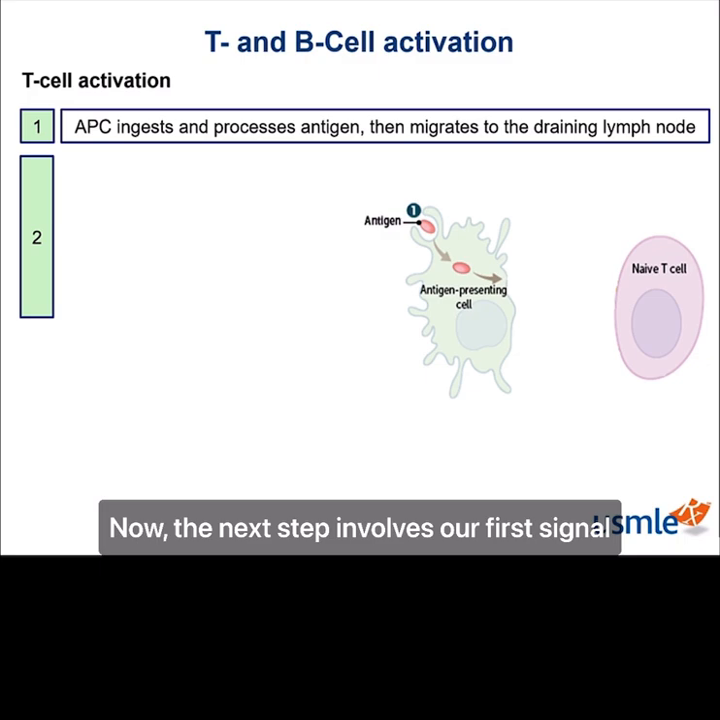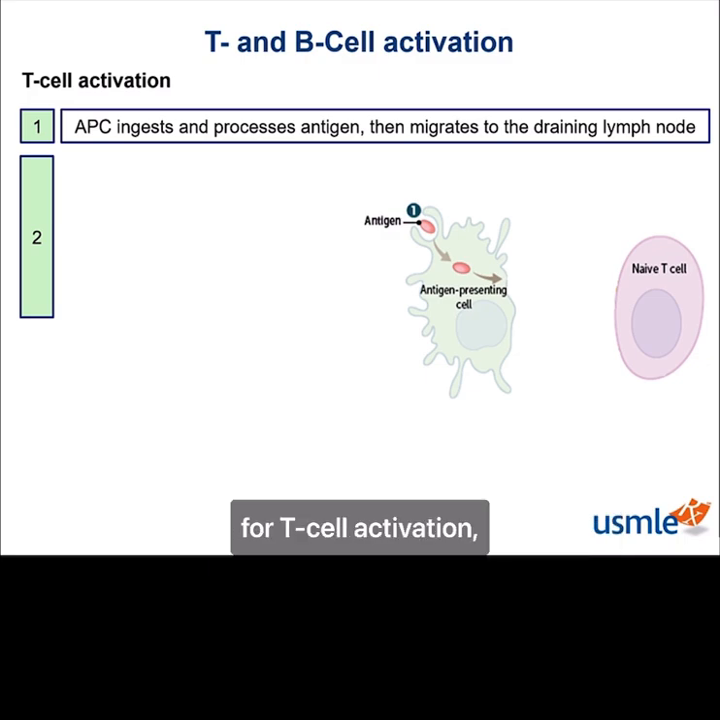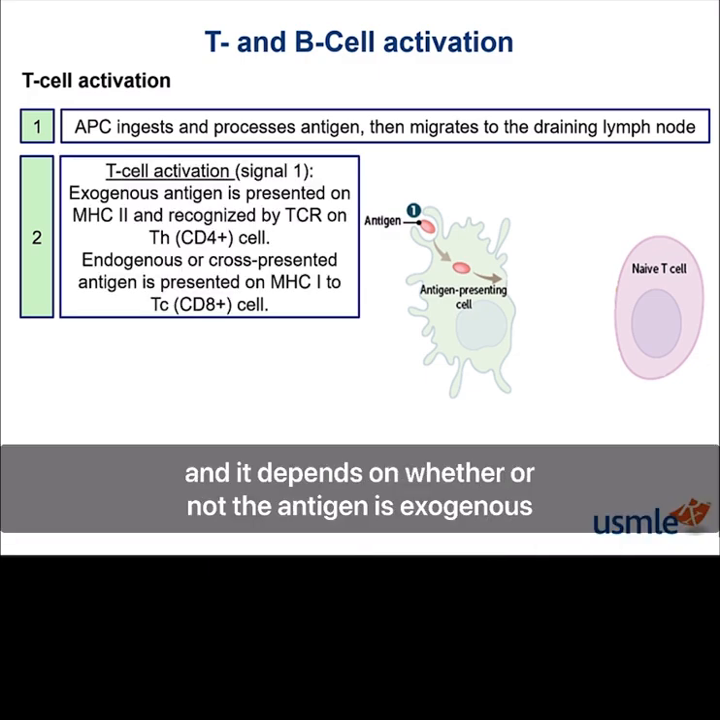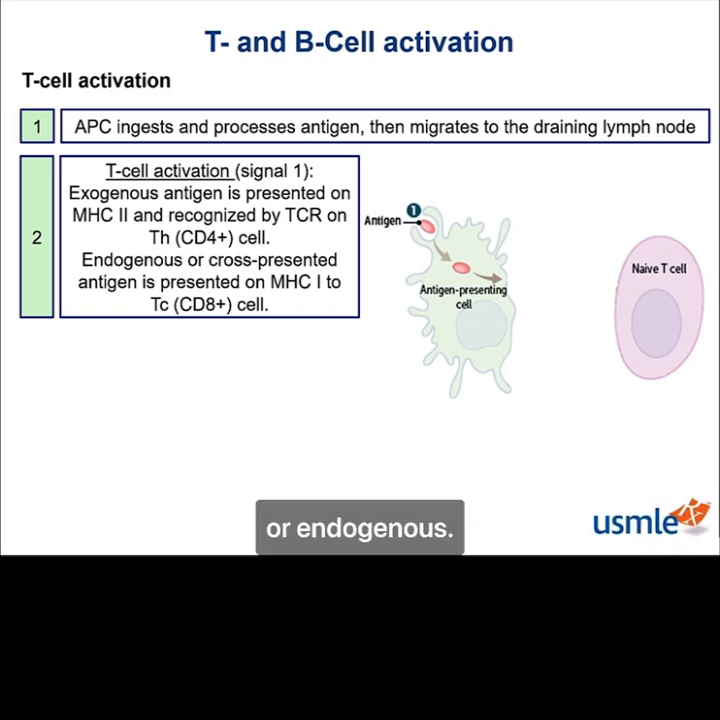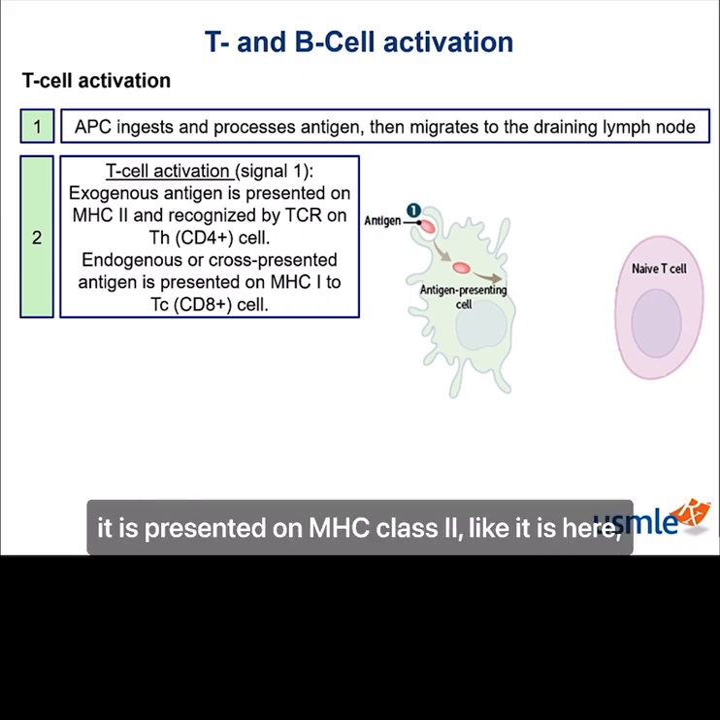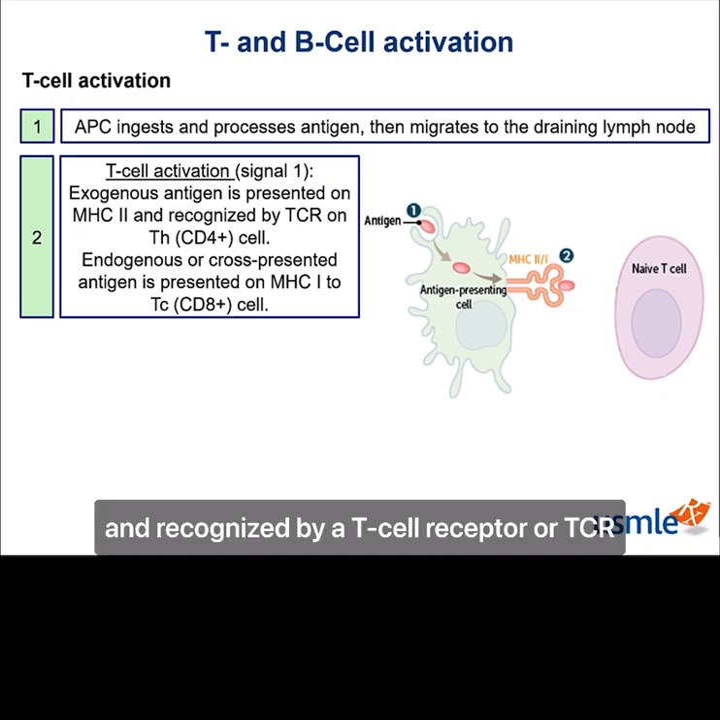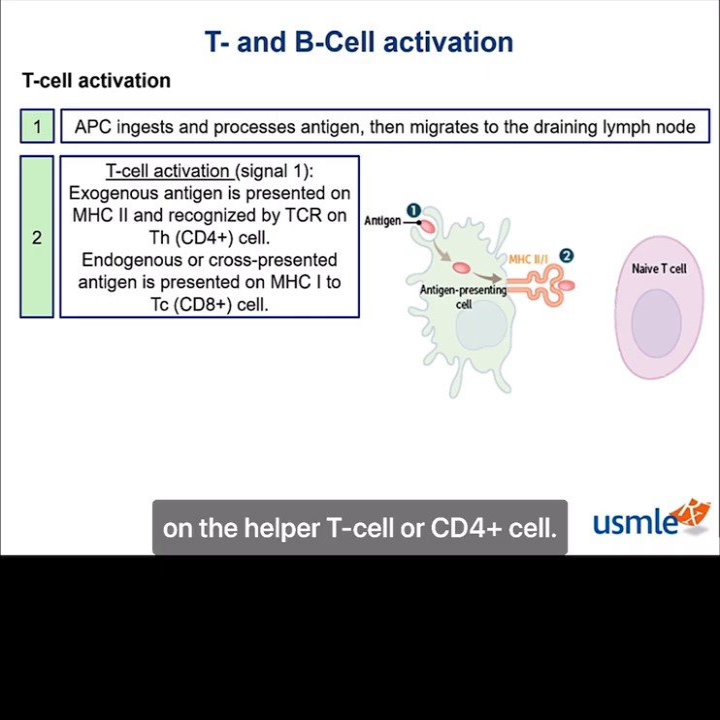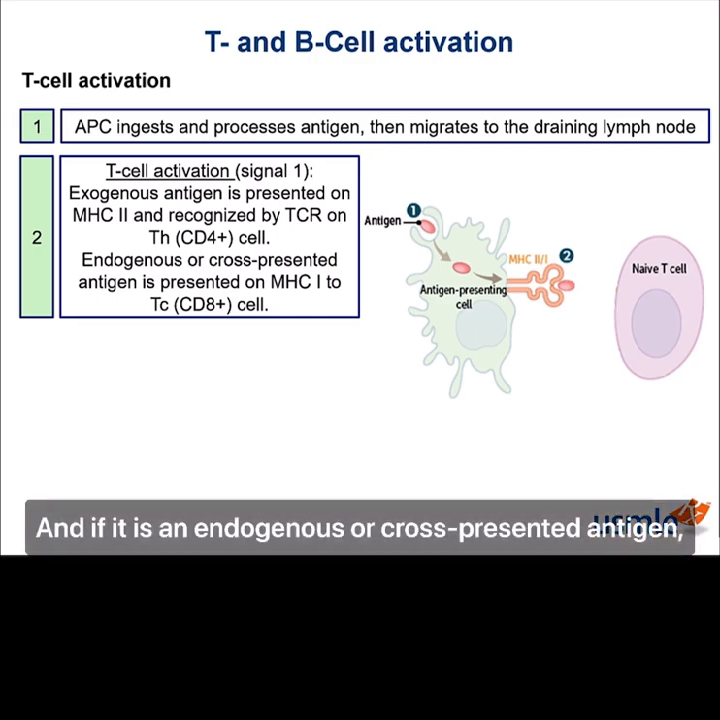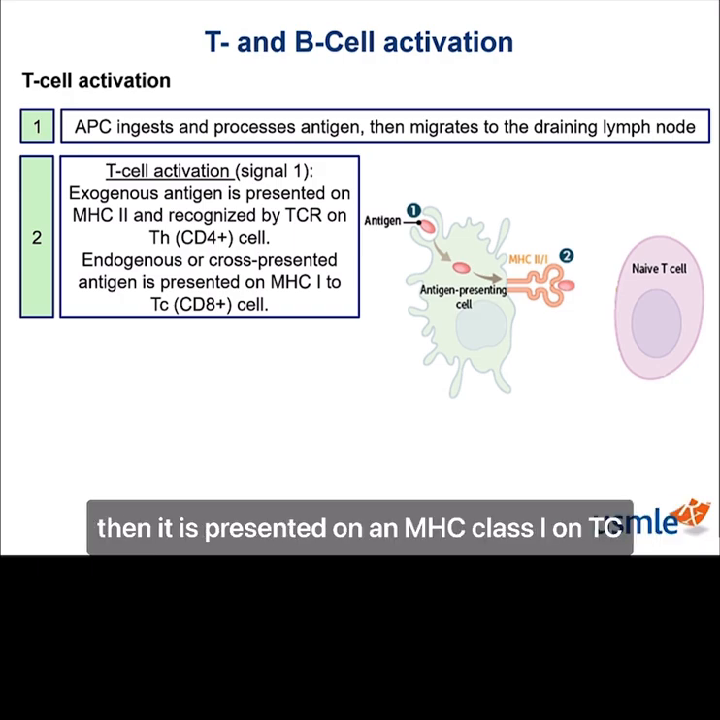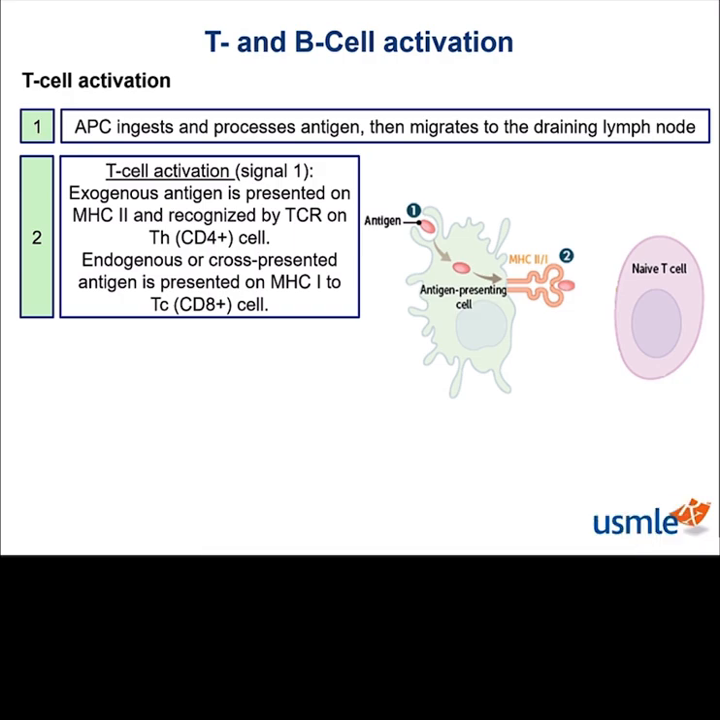Now the next step involves our first signal for T cell activation, and it depends on whether or not the antigen is exogenous or endogenous. If it's an exogenous antigen, it is presented on MHC class II, like it is here, and recognized by a T cell receptor or TCR on the helper T cell or CD4 positive cell. And if it is an endogenous or cross-presented antigen, then it is presented on an MHC class I on a CD8 positive T cell.